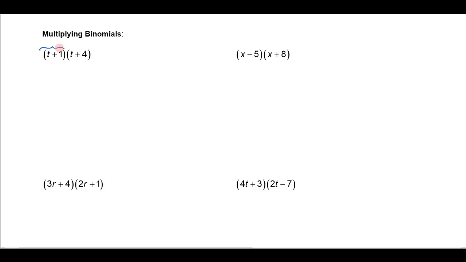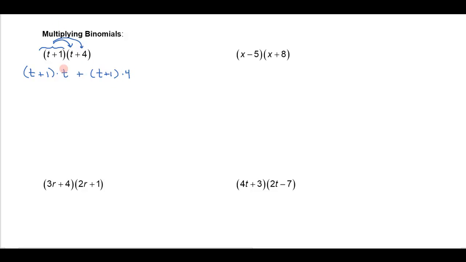using the distributive property, if I think of this t plus 1 as a single quantity, I would have to distribute that to each of these terms, t over here and 4 over here. So that would give me t plus 1 times t, and then I distribute over the plus sign and I'd get t plus 1 times the 4. And then I'd have to do it again.